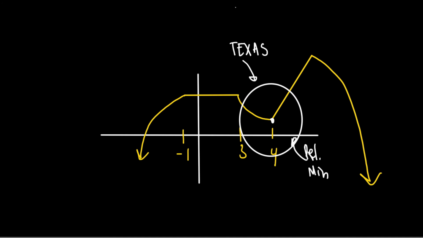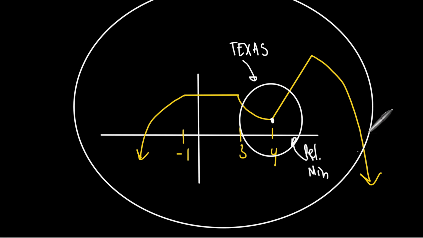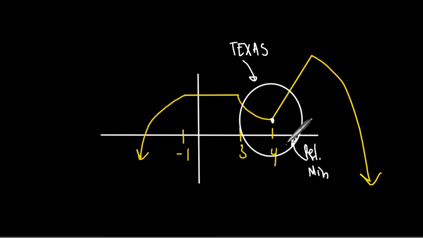But if I were to compare this point to, let's say, the entire graph, which we'll call the United States, then this point is not the absolute lowest point on the graph, because as you can see clearly, the yellow arrow goes well below this point, and so does this arrow here. And so this is a relative minimum, but it is not an absolute minimum.